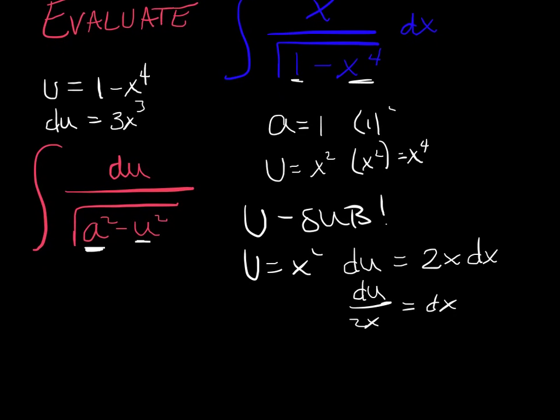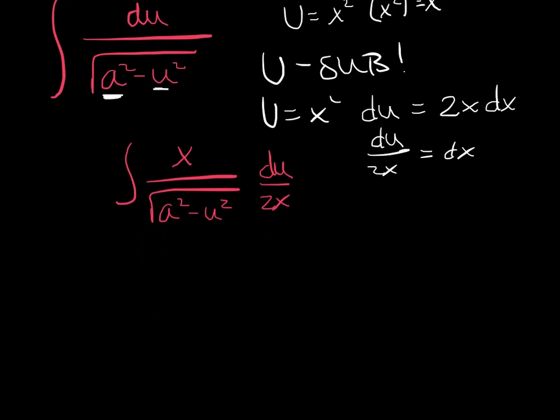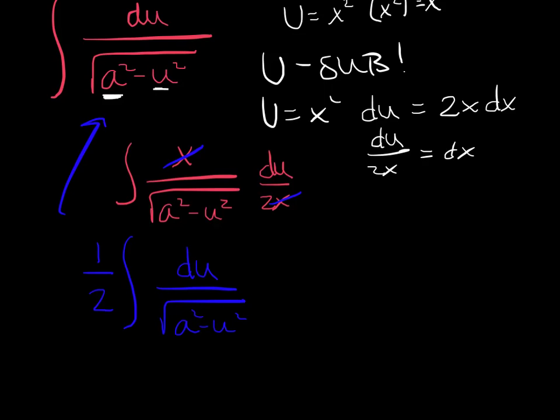Alright, so I'm going to keep chugging here. And I'm going to get the integral, I'm just rewriting it, of x over the square root of, I now have my a squared minus u squared, and in place of the dx up here, I'm going to put in my du over 2x. So my x's should cancel, and I can pull out a 1/2 integral du over the square root of a squared minus u squared. Now once I've officially matched it up to my original integral, I can just simply write down my answer.